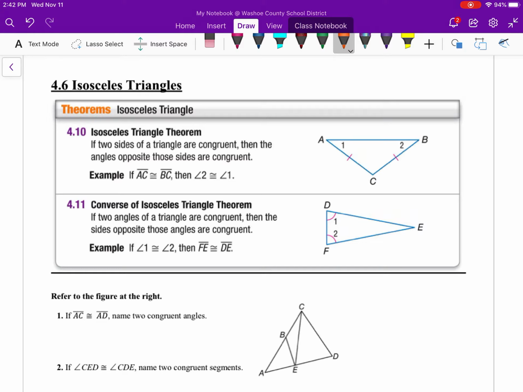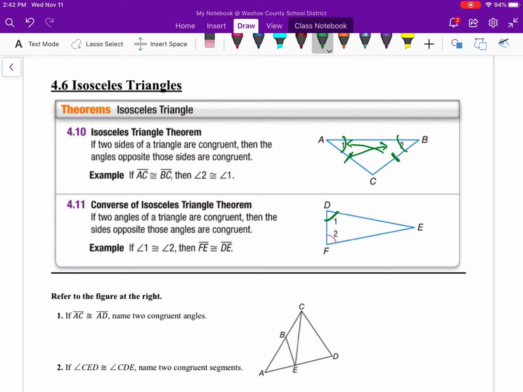For 4.6, talking about isosceles triangles. So isosceles triangles, remember, have two congruent sides. Here they are. And if we have two sides that are congruent, then their opposite angles are also going to be congruent to each other. That's what the isosceles triangle theorem tells us.